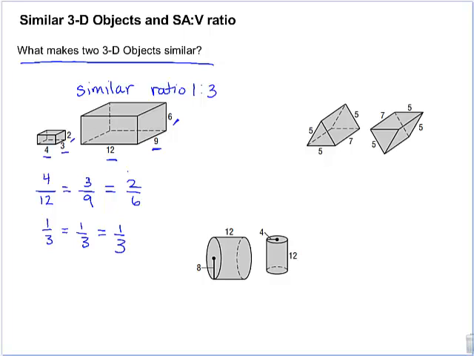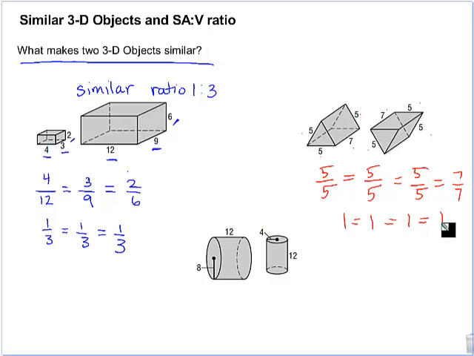Moving on to this next example, here we have two triangular prisms. And once again, we want to decide if they're similar. So we're going to look at the ratios. So here we have 5 to 5. Does that equal 5 to 5? Does that equal 5 to 5? And does that equal 7 to 7? Well, here all of these ratios simplify down to 1.